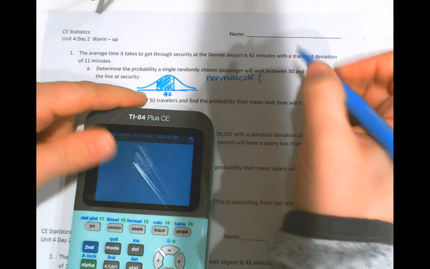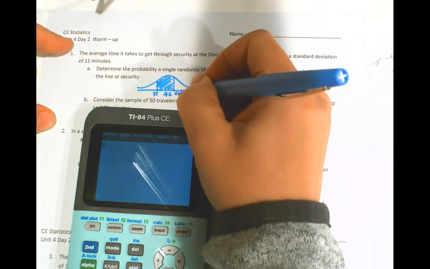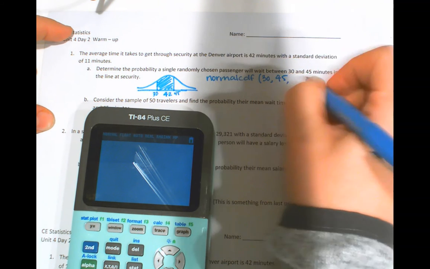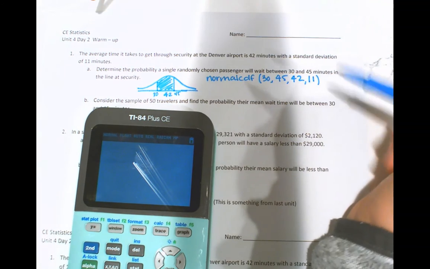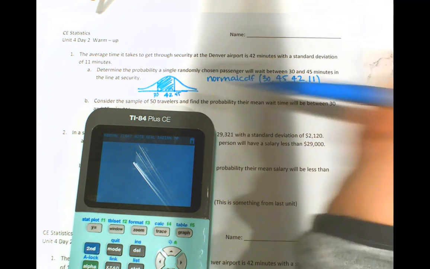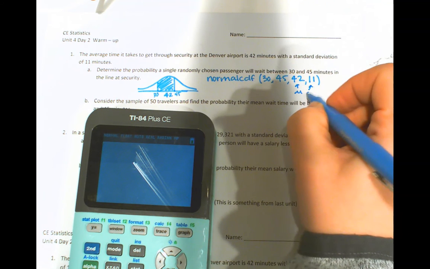We're looking between 30 and 45. Our bounds are 30 and 45 with a mean of 42 and a standard deviation of 11. Right, we do our lower bounds of our shaded region, then the upper bounds of our shaded region, and then this is always our mean, and this is always our standard deviation.